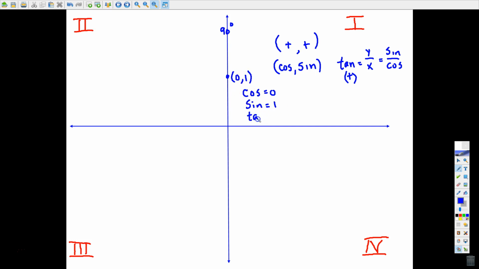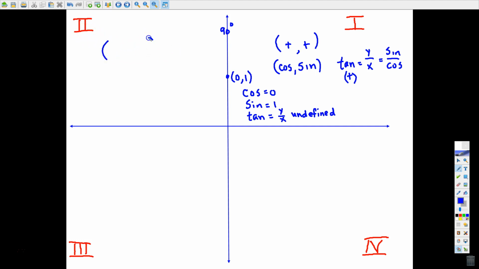Tangent. Remember, tangent is the ratio of y over x. Well, understanding that we cannot divide by 0, which is what we would be doing with the tangent ratio for the 90-degree angle, y divided by 0, so tangent is undefined at 90 degrees. Alright, so we'll just keep working our way around. Let's go to quadrant 2.